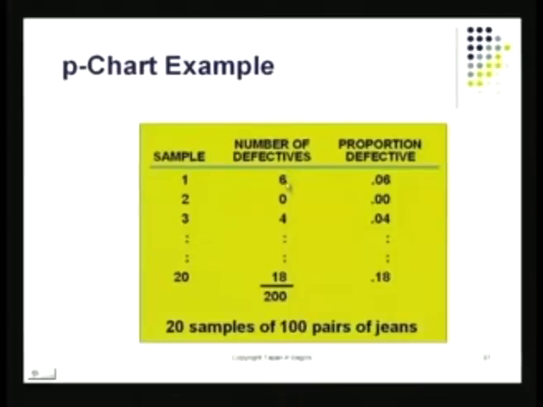So 6 defectives in the first sample of 100 jeans, none in the second, 4 in the third, and so on. And there are 18 defective items in the 20th. The proportion defective would then be, of course, 6 divided by 100, which is the size of the lot. These are my p-values. I'll have to put control limits around these.